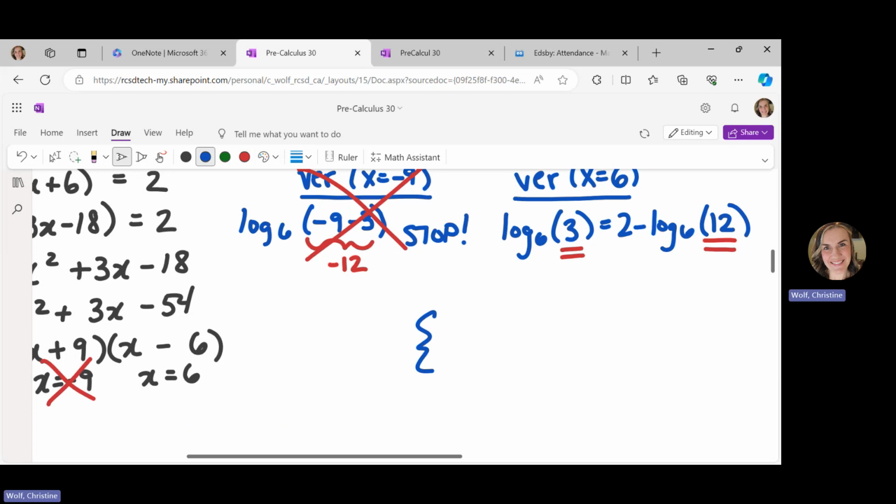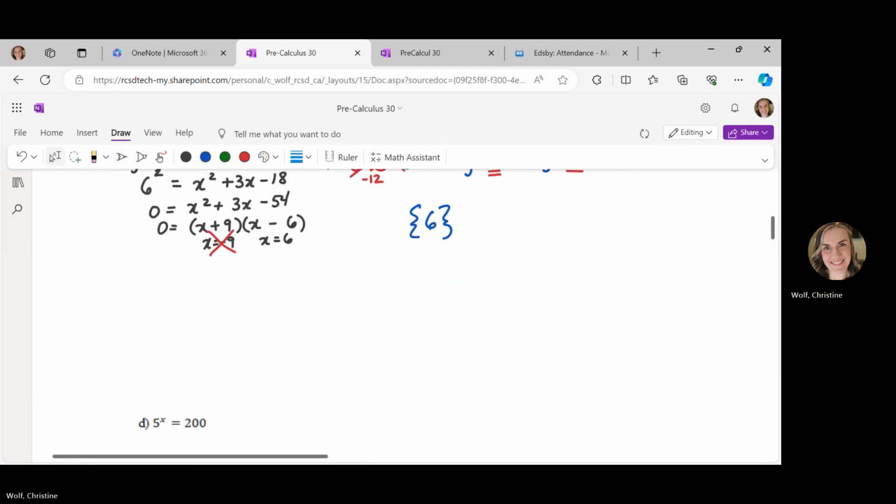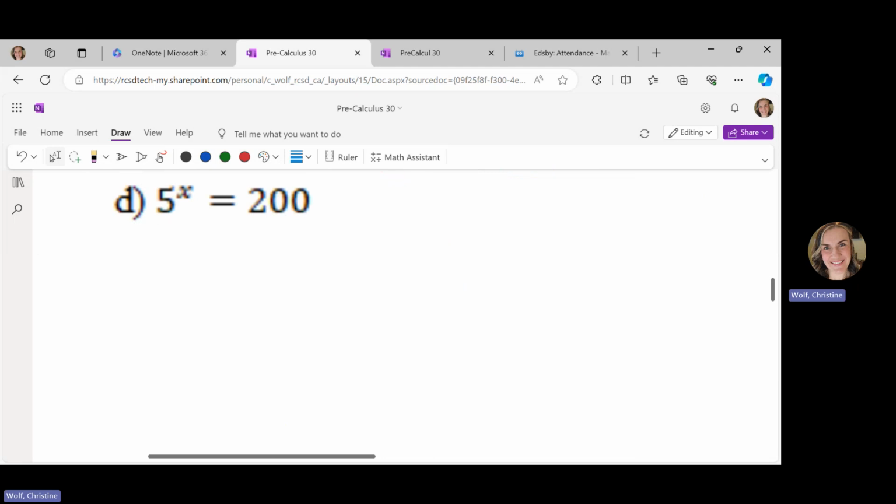Pardon me, I think I forgot to write the solution set for the previous ones. In this solution set, the answer is only 6. You would not put -9 in the solution set. Not included. Alrighty. Okay, now we're going to get into some different ones.